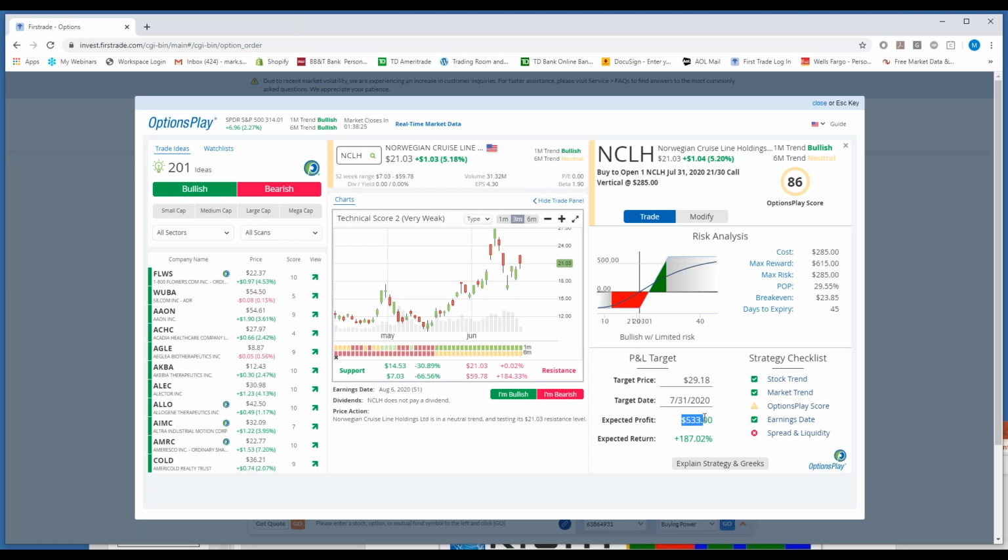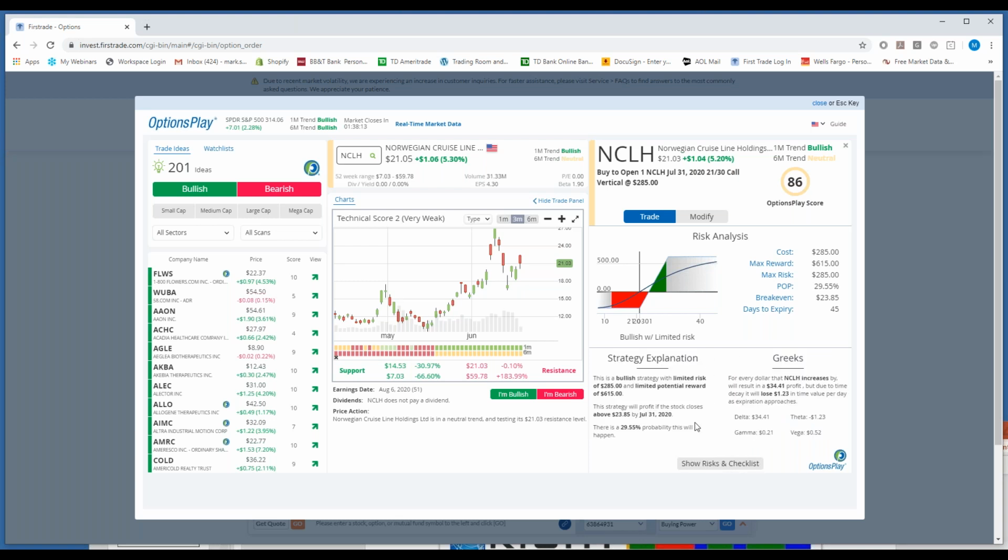Expected profit is $533. The return is 187%. Target price is $29.18 in a month. And if we look at the Greeks, we'll see that it's a bullish strategy. We can only lose 285, but we can make 615. That's better than a 2-to-1.